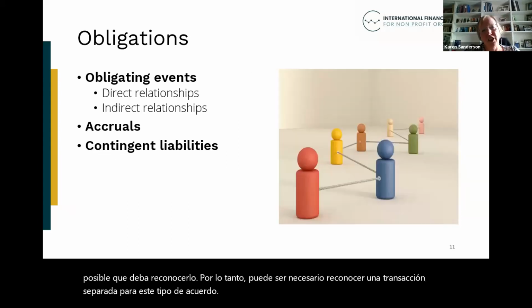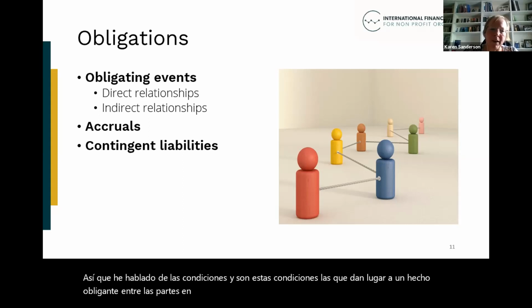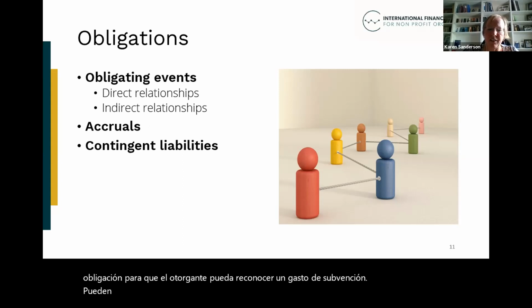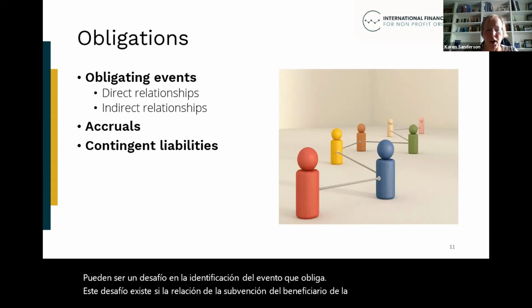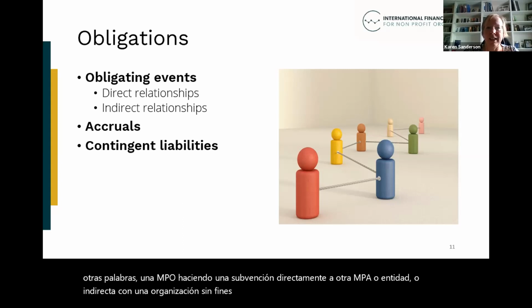So I've talked about conditions, and it's these conditions that give rise to an obligating event between the parties in an arrangement. It is the triggering of an obligating event that is needed so that the grantor can recognise a grant expense. There can be a challenge in identifying the obligating event. This challenge exists whether the relationship from the grantor to the grant recipient is direct, in other words, one NPO making a grant directly to another NPO or entity, or indirect, with one non-profit organisation passing on a grant to an intermediate non-profit organisation before it reaches the intended recipient.